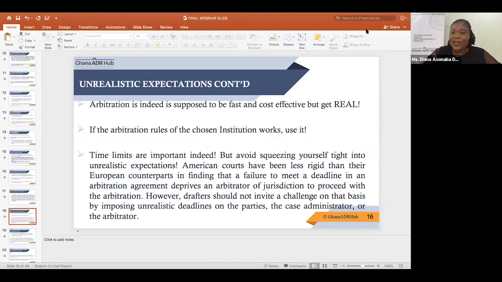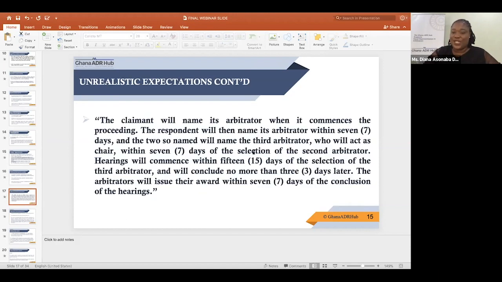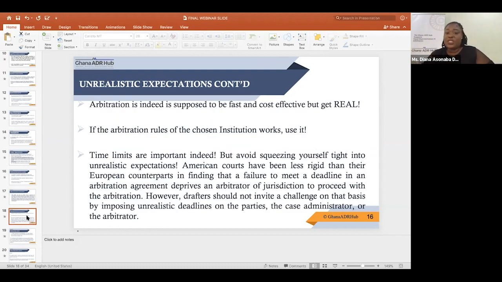You know, a very airtight clause like this. I mean, the whole idea, if you look at it, is to ensure that the proceedings move as fast as they can, but you need to be careful that they do not end up being unrealistic. So what is the takeaway from this? It says that arbitration is indeed supposed to be fast and cost effective, but please get real.